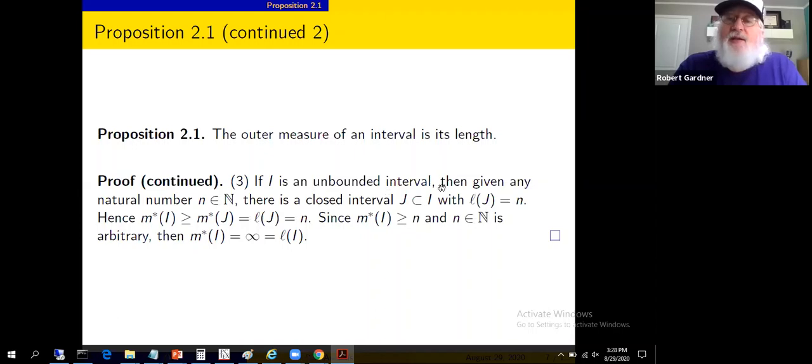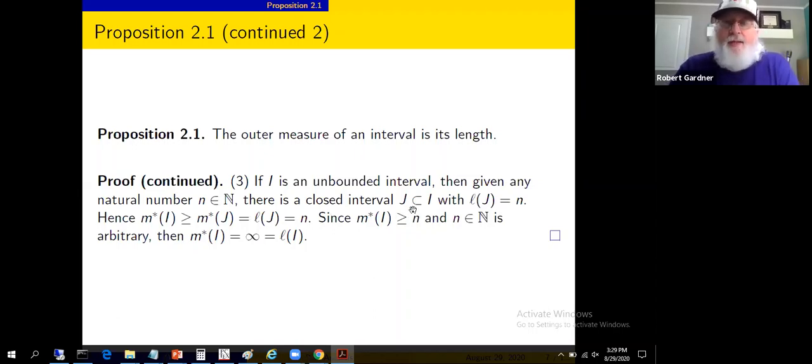If I is an unbounded interval, then give me any natural number. There's a closed interval, J, a subset of I, where the length of J equals N. It's an unbounded interval. I can find intervals of length N that are subsets of that interval, and I can make them closed. I got room to move around, a lot of room in an unbounded interval. In that case, we've got J as a subset of I. By the way, we made J closed. It's bounded because its length is N.